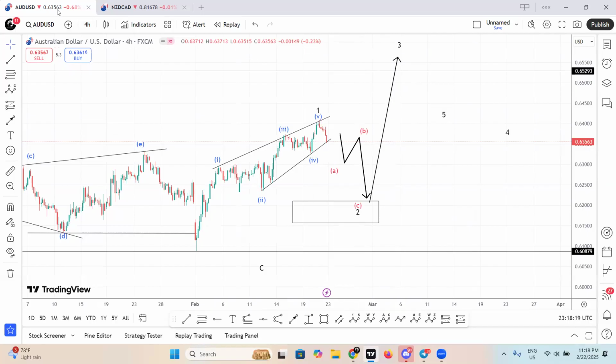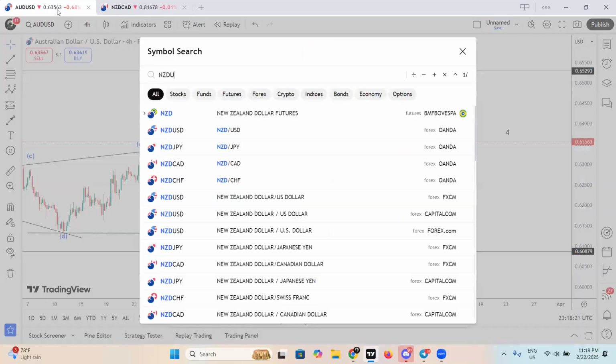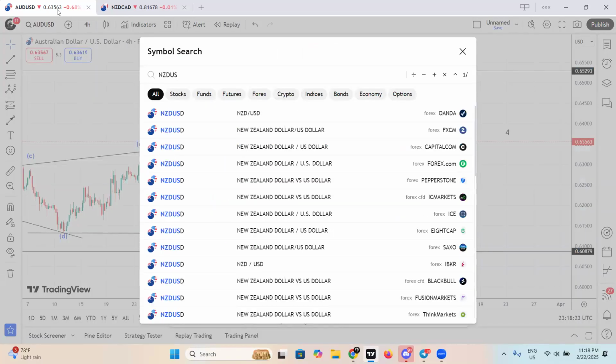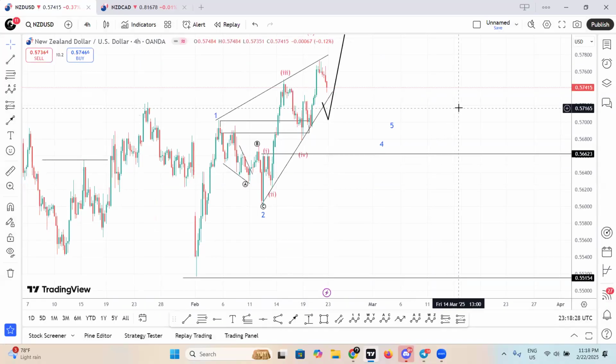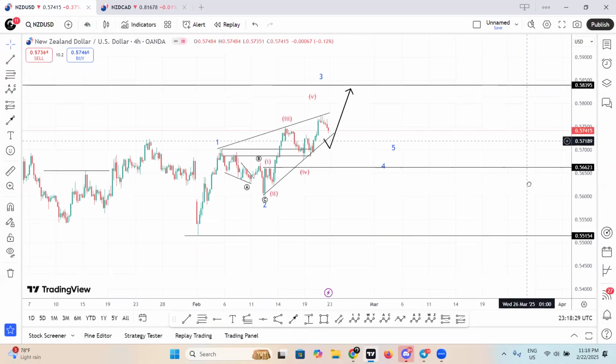So let's go to Kiwi. I think Kiwi has the same structure as Aussie also. Yeah, like I said, they have the same structure.